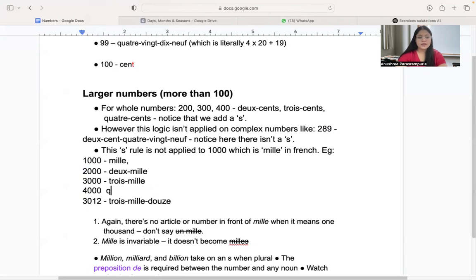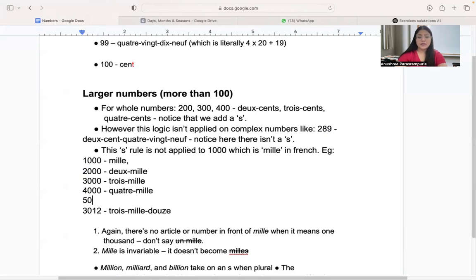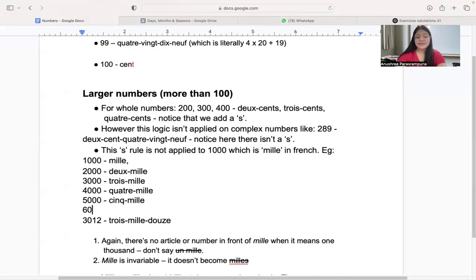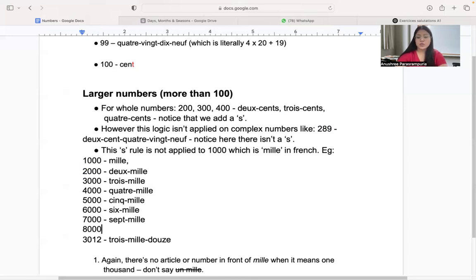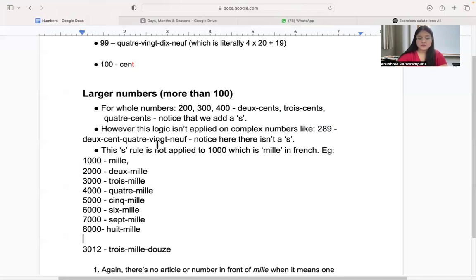4000 is going to be quatre mille. 5000 is cinq mille. 6000, six mille. 7000, sept mille. 8000, huit mille. 9000 is going to be neuf mille.